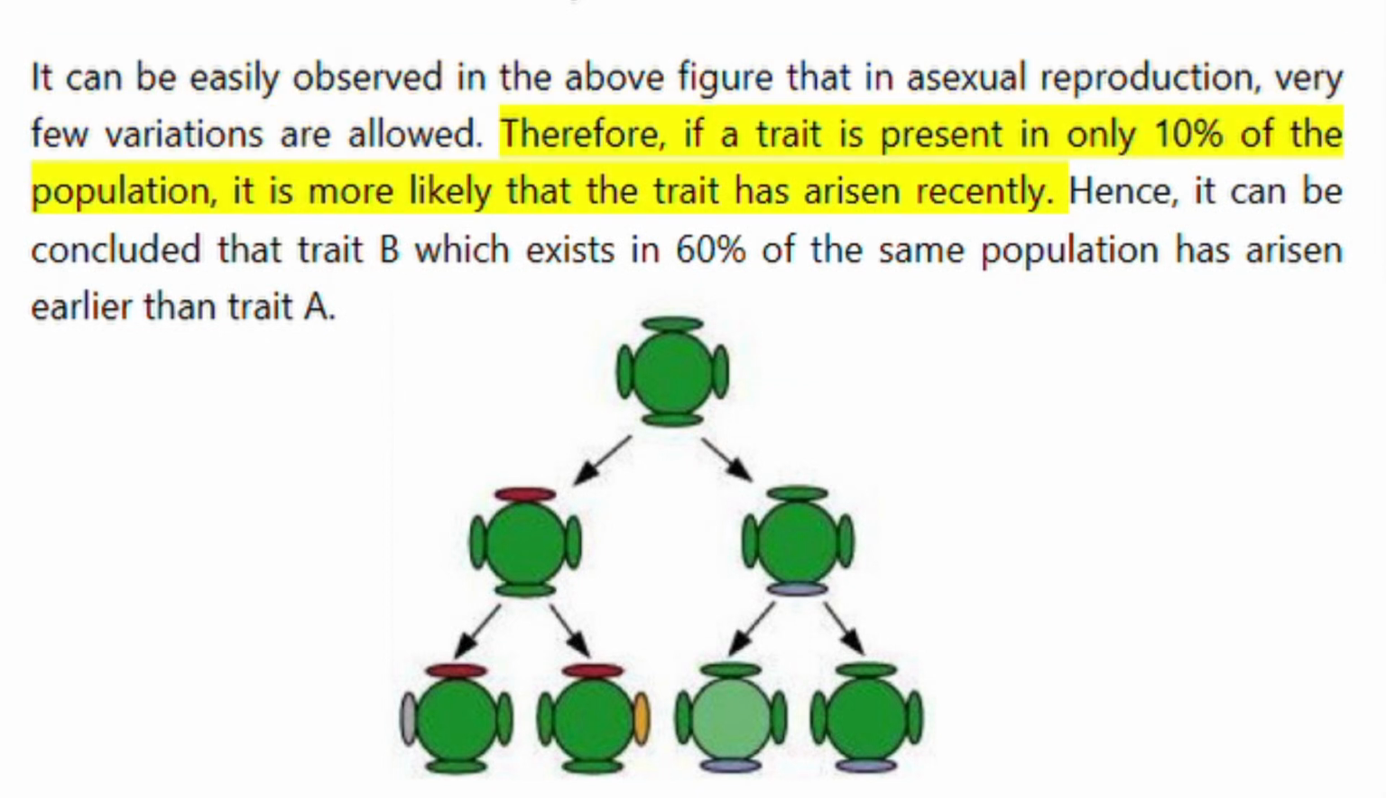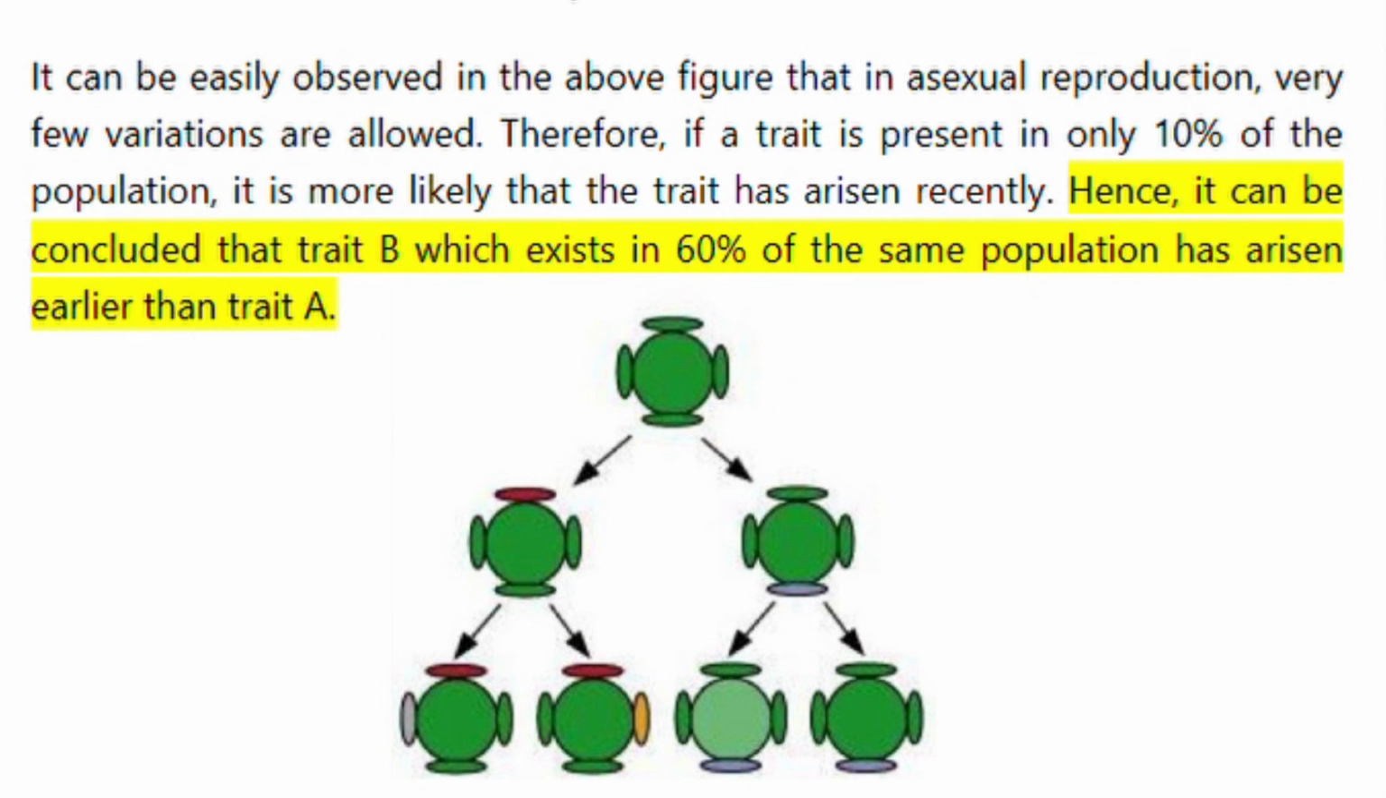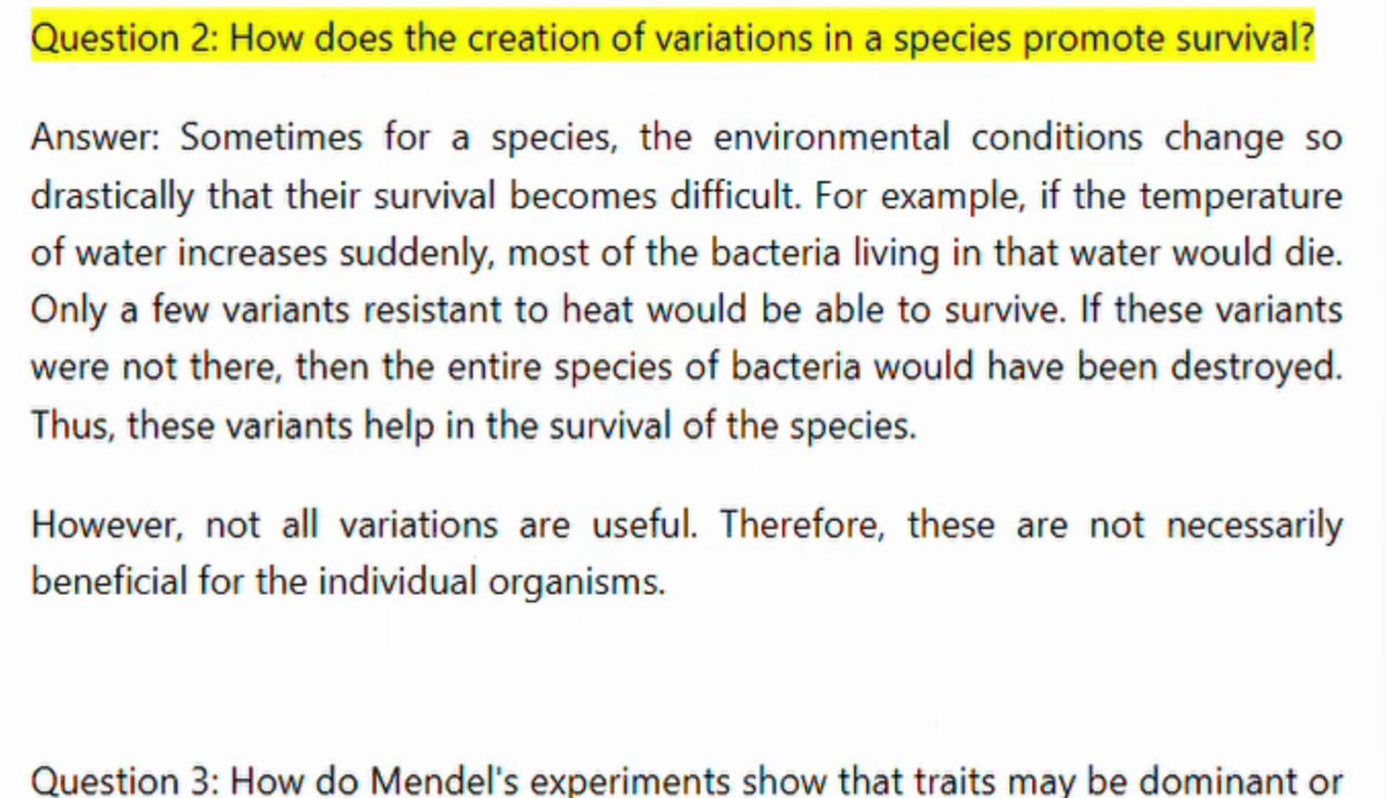Therefore, if a trait is present in only 10% of the population, it is more likely that the trait has arisen recently. Hence, it can be concluded that trait B, which exists in 60% of the same population, has arisen earlier than trait A. Question 2. How does the creation of variations in a species promote survival?